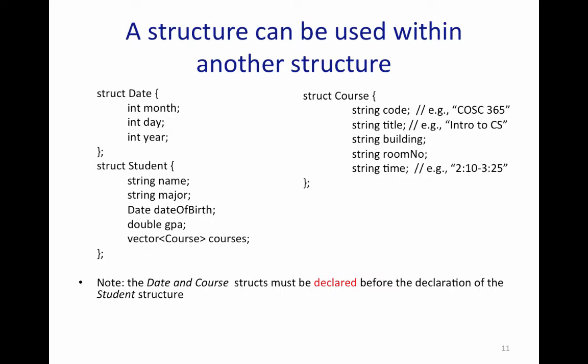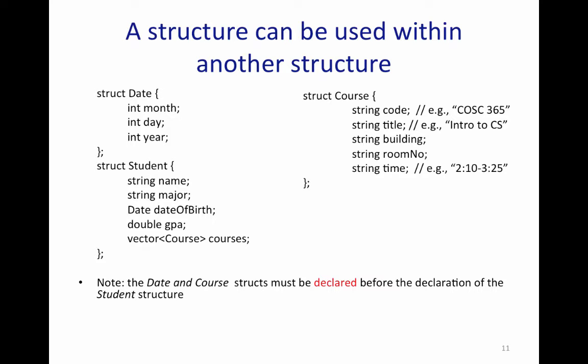Now, it is important, if you're going to use date and course here, that they already have been declared. Otherwise, the compiler will not know what you are referring to. So you have to have already told the compiler, this is what a date looks like, this is what a course looks like. Yes, Charles?